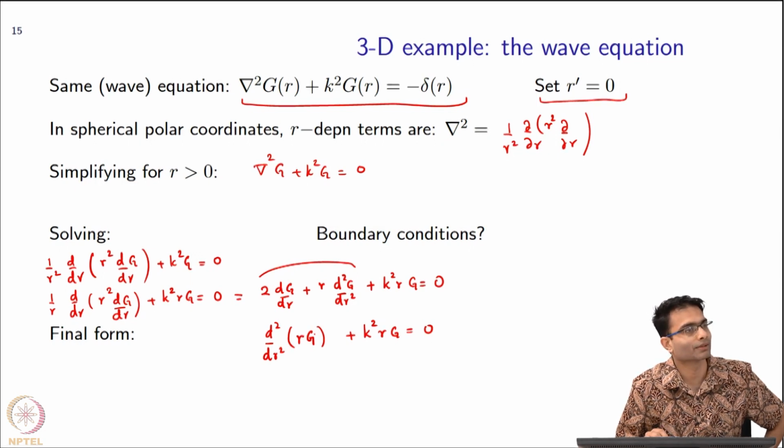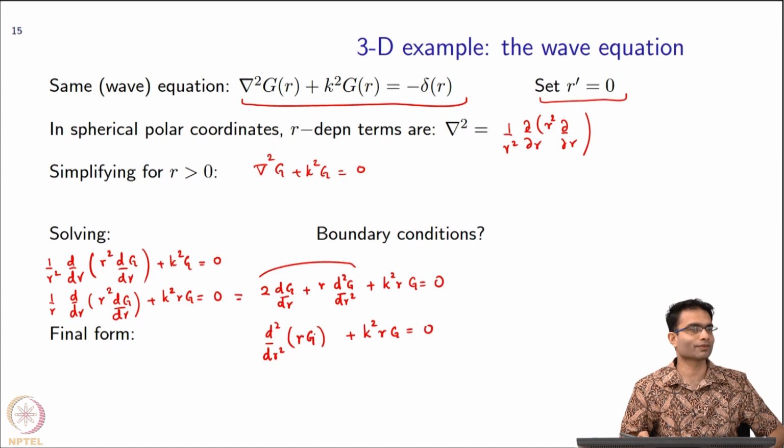What does this look like? Yeah, even simpler than the Helmholtz equation. It's a simple harmonic oscillator model, right? I have the second derivative of some function plus k squared times this thing. So Rg is equal to sine kr, or cos kr, that kind of a thing works.